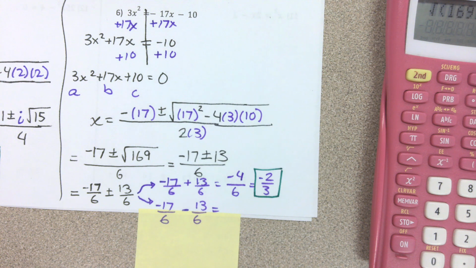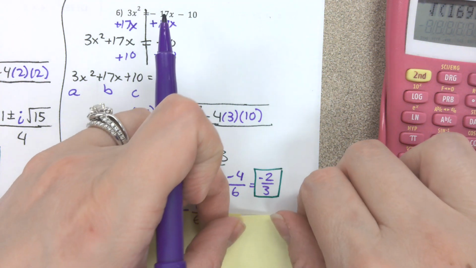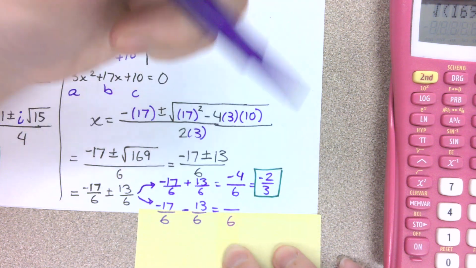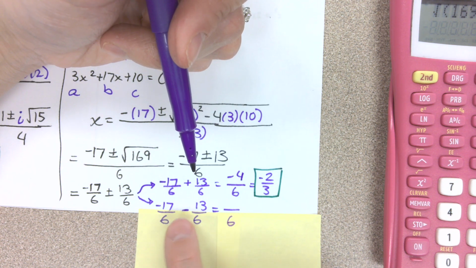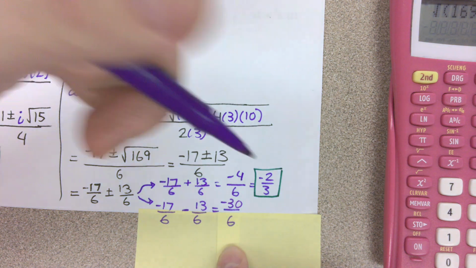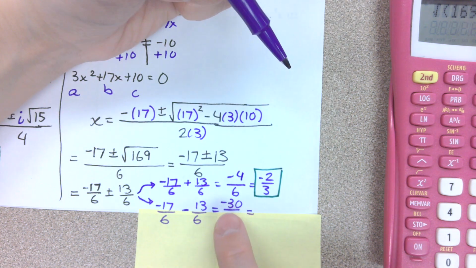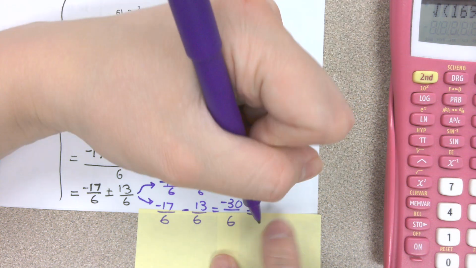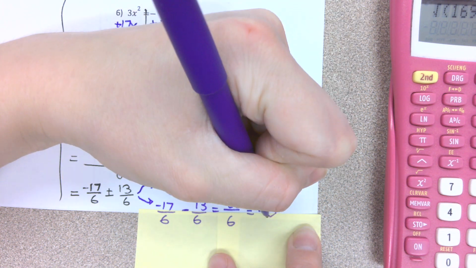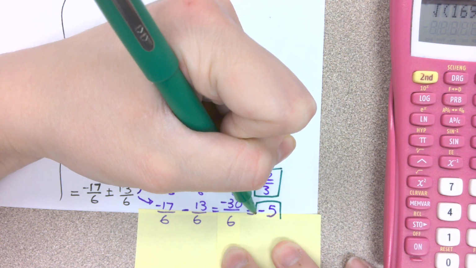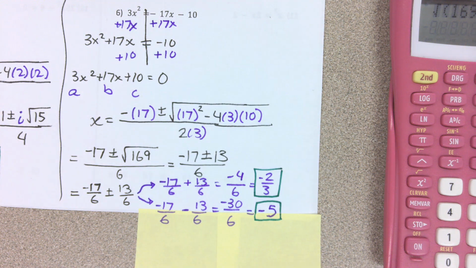And I'll need one more Post-it note to get through all of this. So we're going to carry through that denominator. Negative 17 minus 13, that's negative 30. And then when I divide negative 30 by 6, this is a nice number. This is just negative 5. So negative 5 is my other answer. And there you have it. Those are our two answers.